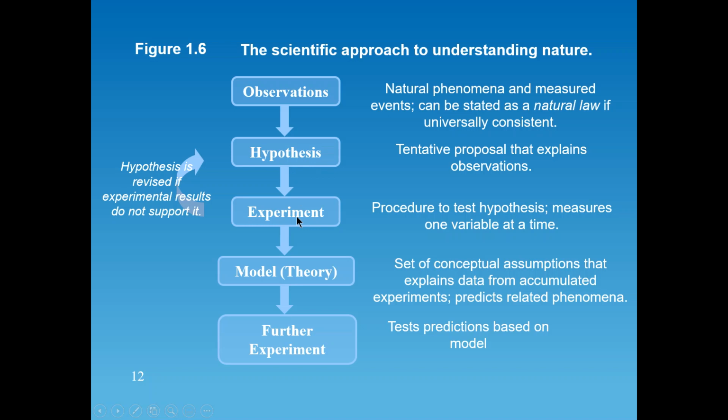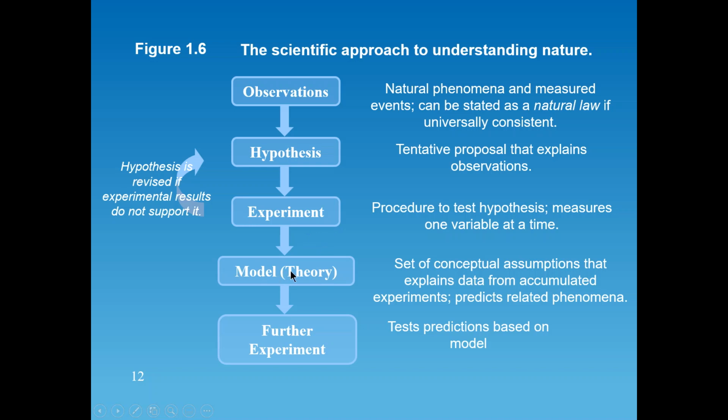You test it further with more experimentation, and this process is repeated over and over again until you get some harmony between the data and the hypothesis. And when you achieve that harmony, you end up with what is known as the theory, which is the model which is based on the weight of the data that is obtained from repeated experimentation. All right? So that's basically what happens at this stage.